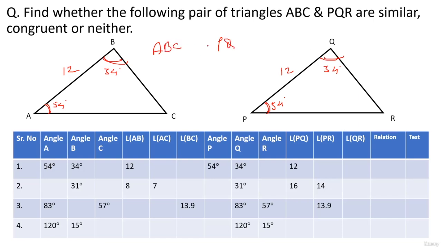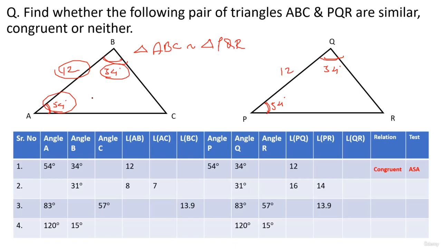Right? बचा हुआ vertex क्या हुआ? C और R. So triangle ABC is similar to triangle PQR. And this happens by the angle side angle test or the ASA test, right? So these two triangles are congruent by the ASA test.